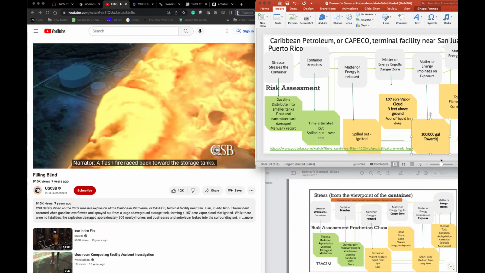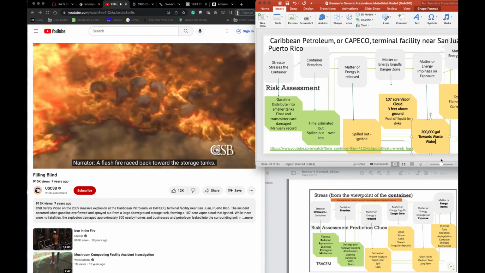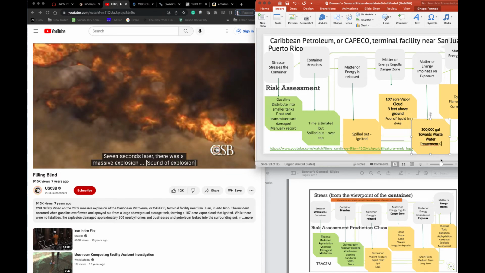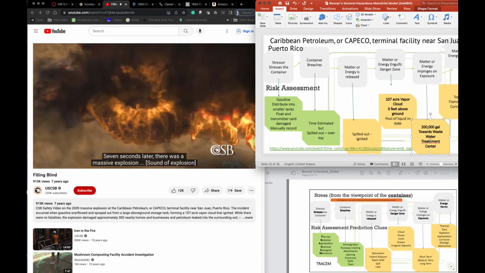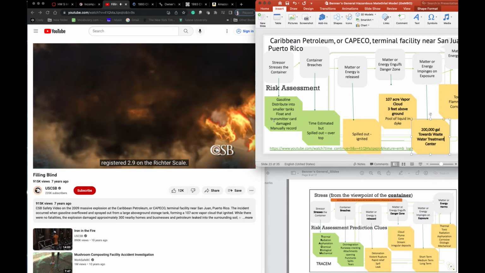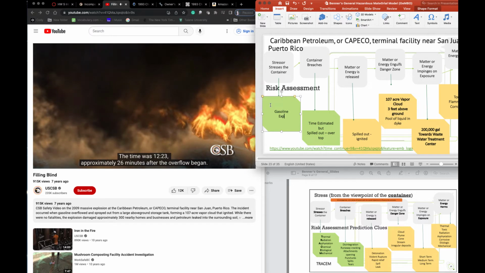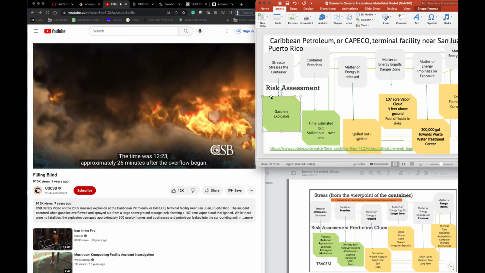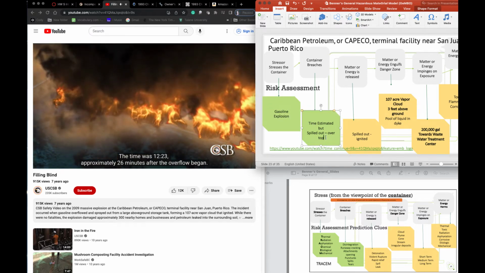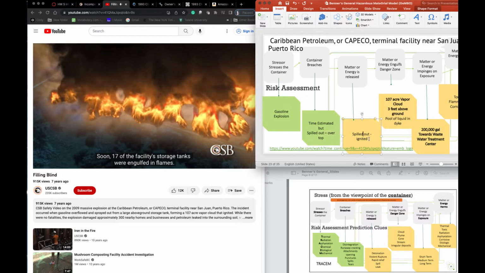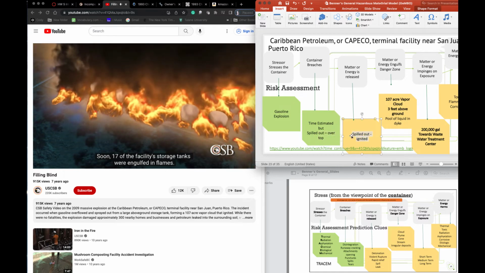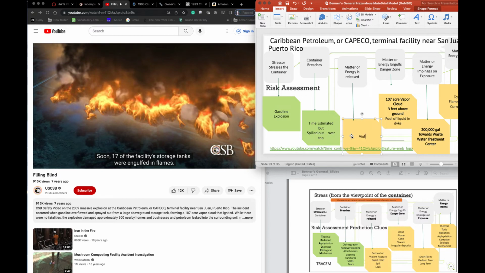A flash fire raced back toward the storage tanks. 7 seconds later, there was a massive explosion, registering 2.9 on the Richter scale. The time was 12:23, approximately 26 minutes after the overflow began. Soon, 17 of the facility's storage tanks were engulfed in flames.